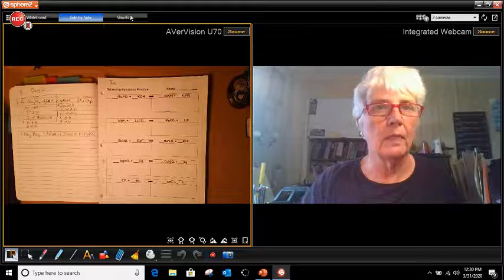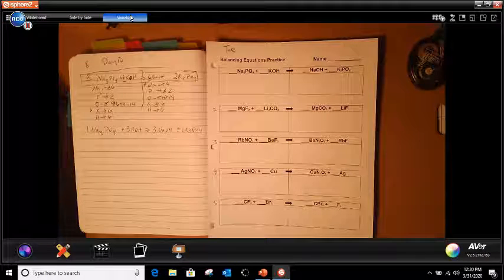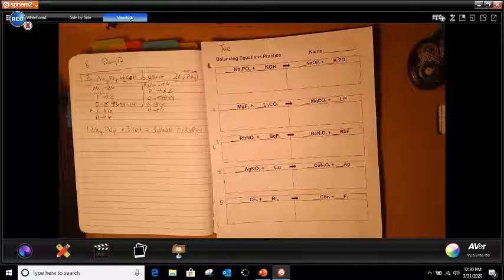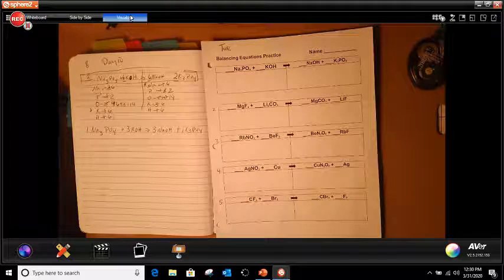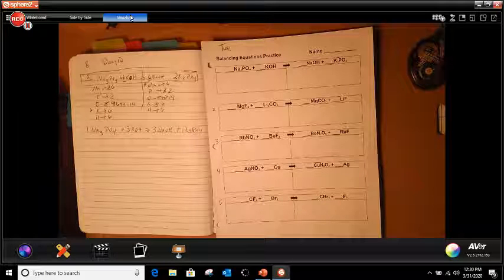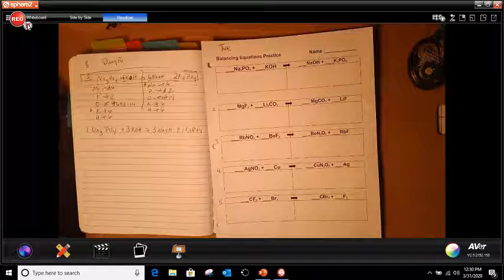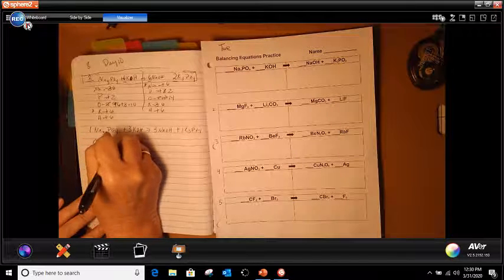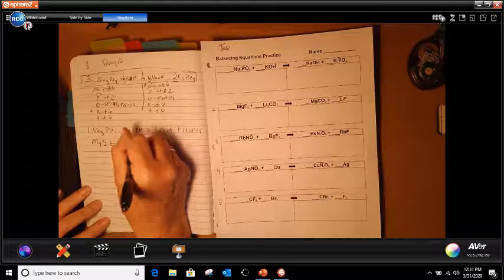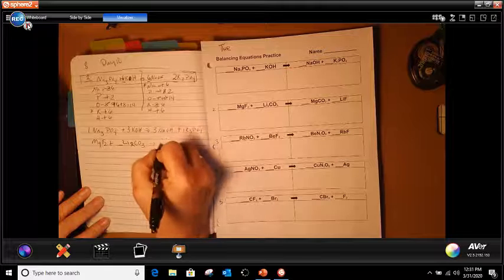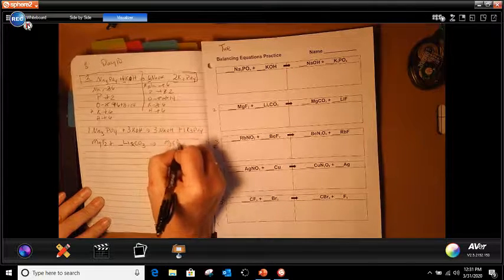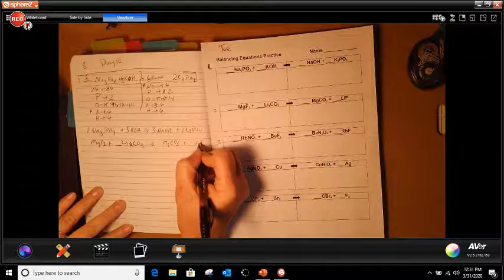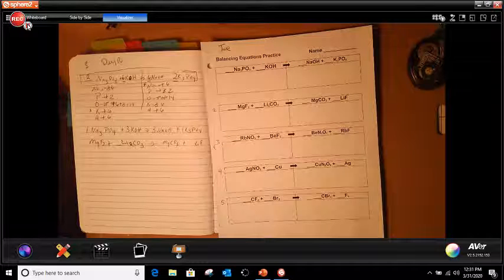So now what I want to do is the second problem that we have here. This one has MgF2, right? We have MgCO3 plus LiF. The first thing I need to do is start my timer. All right, the first thing we're going to do is write down our equation. It's MgF2 plus Li2CO3 yields MgCO3 plus LiF.